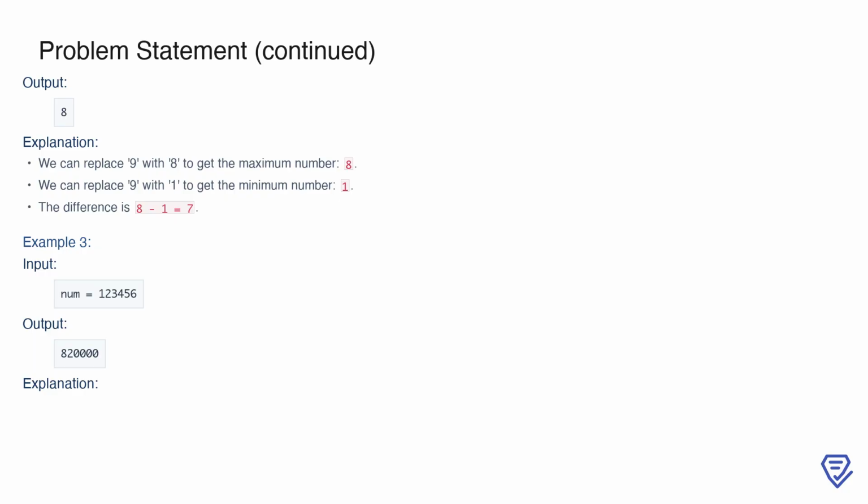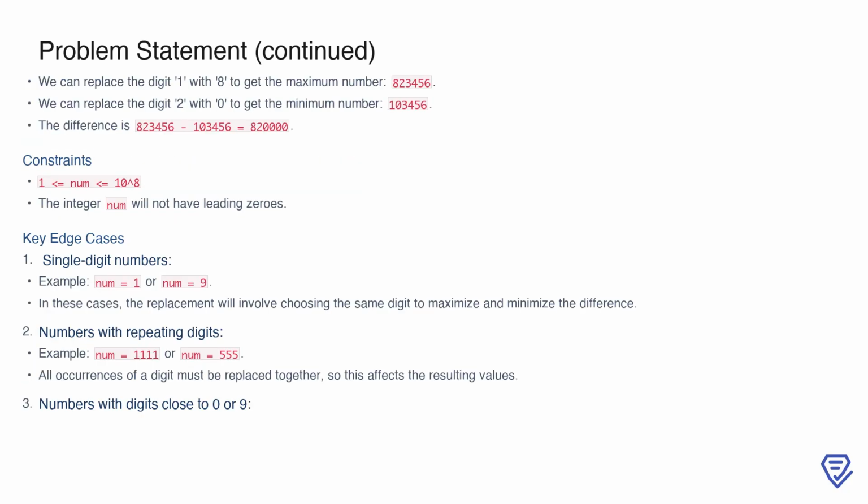Let's look at a more complex example next. In this example, the input is number equals 123456. To maximize the number, we can replace the digit 1 with 8, creating 823456. To minimize the number, we replace the digit 2 with 0, resulting in 103456. The difference between these two numbers is 823456 minus 103456, which equals 720000. This case illustrates how different digits can be targeted in the two operations, allowing us to explore the full range between the maximum and minimum possible values.